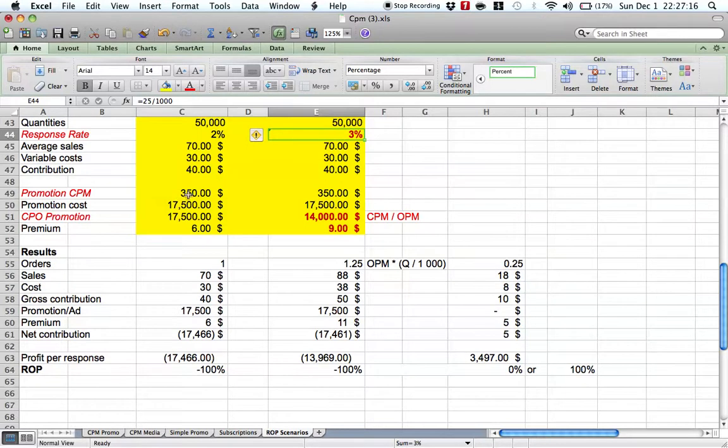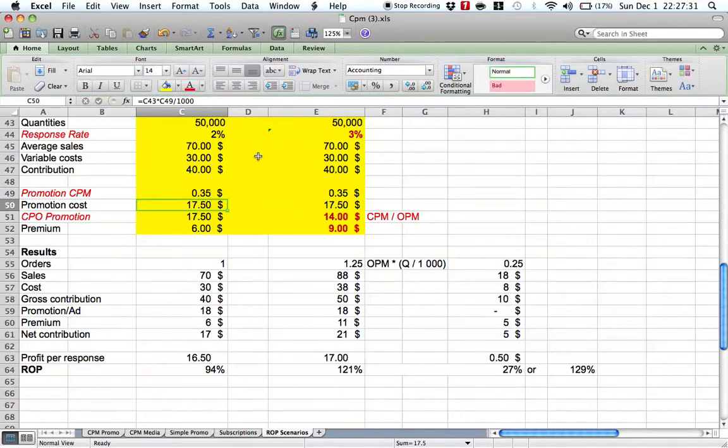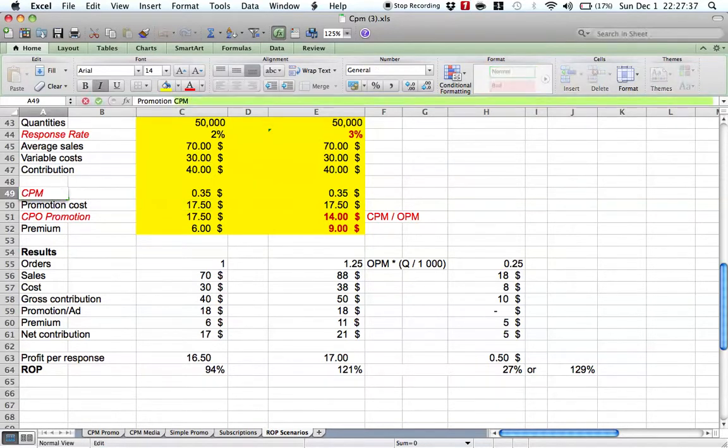Our promotion cost is 300,000. Again, we have this CPM. So if the promotion cost is $350 per 1,000, let's take that and divide it by 1,000 so we can get rid of that. We're left with 35 cents. So this is our promotion cost, instead of per 1,000, let's call it per mailing. Okay.